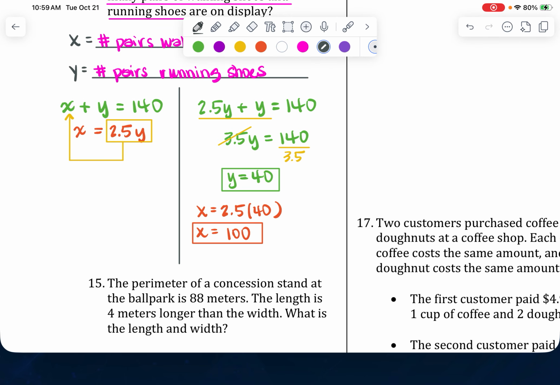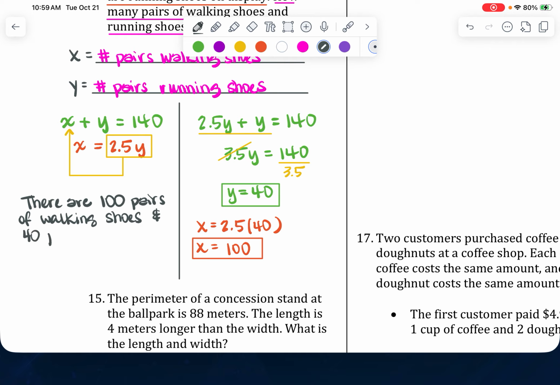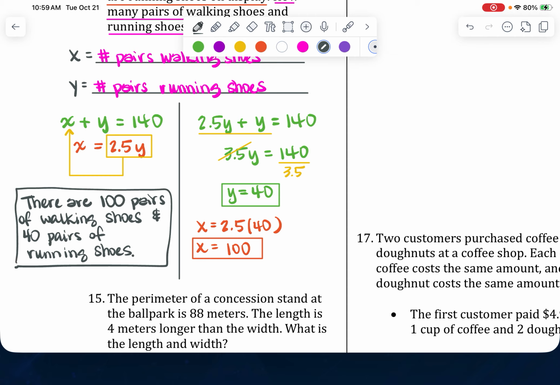So I'm going to write my sentence, right? I'm going to say there are 100 pairs of walking shoes and 40 pairs of running shoes. Voila.